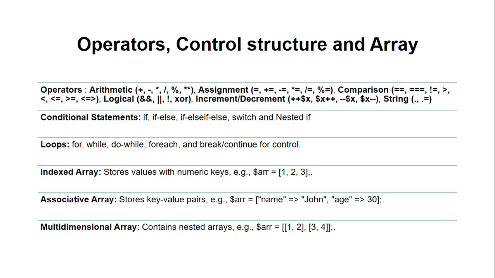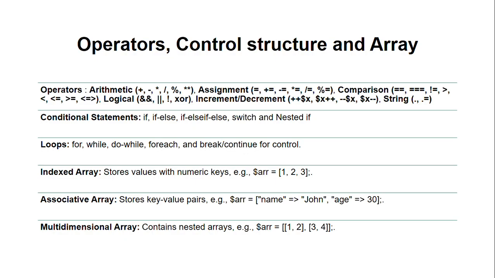Then associative array, it stores the value with the help of key and value pairs. So you can see over here, I have declared $array is equal to name is the key and value is John, age is the key and value is 30. The key and value are separated with the equal to greater than sign.